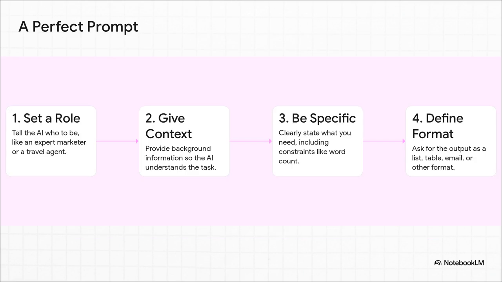So how do you actually write a quality prompt? It's way easier than you think. Just follow this simple 4-step recipe. First, give the AI a role. Tell it who to be. Act as an expert copywriter. You are a helpful travel agent. This frames the entire response.